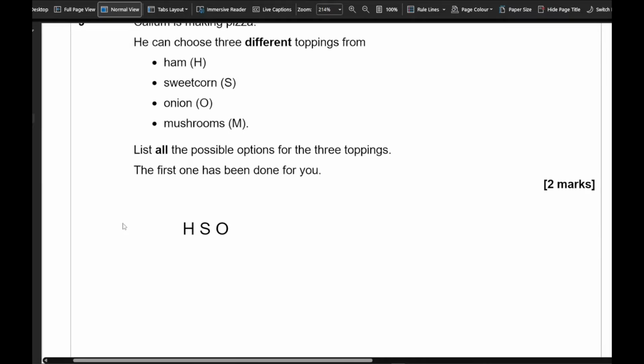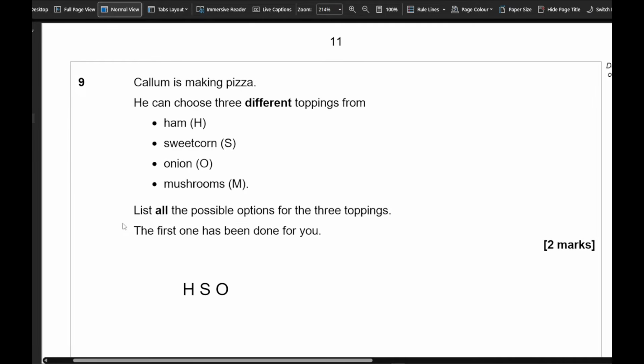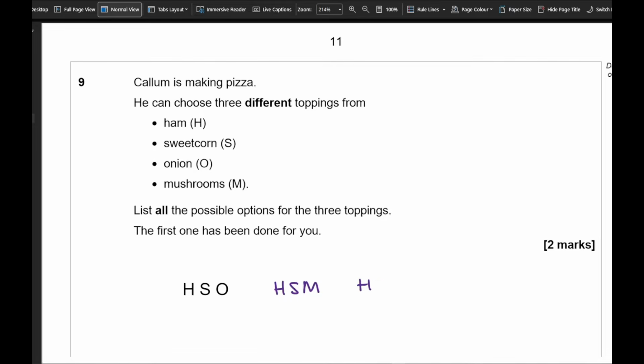Moving on to question 9, it says Callum is making pizza. He chose 3 different toppings from ham, sweet corn, onion, and mushrooms. List all the possible options of the 3 toppings. The first one has been done for you, in which we've only got 3 options to write. So it's going to be HSM. We've also got HOM, and we've also got SOM. So there are our 3 other options.